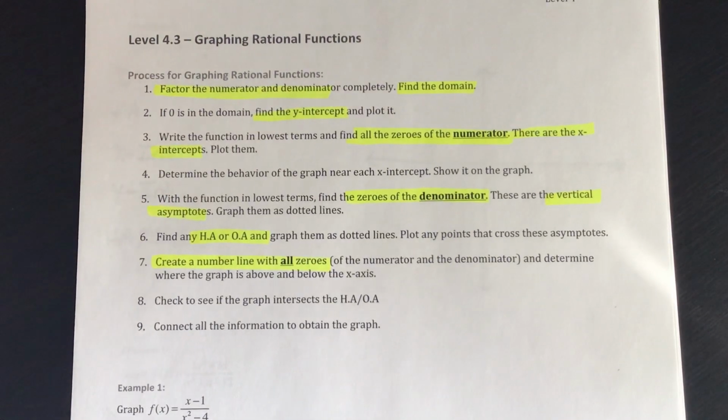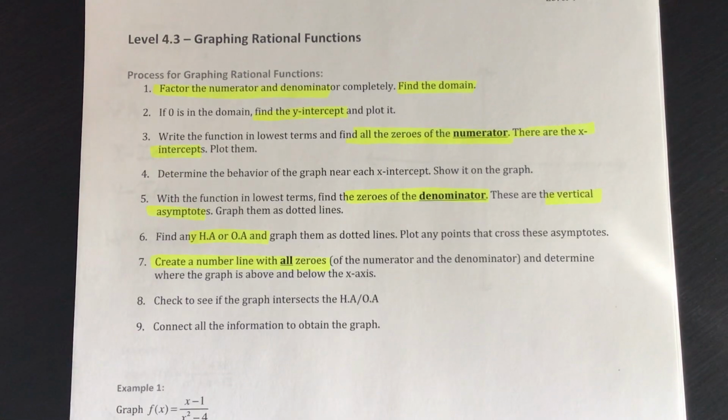All right, so section 4.3 is all about graphing rational functions. And to do that, we're going to go through this process. I'm going to briefly describe some things, and then we're just going to get right into it, because I think that's probably the easiest way, is just to relate all this to an example.